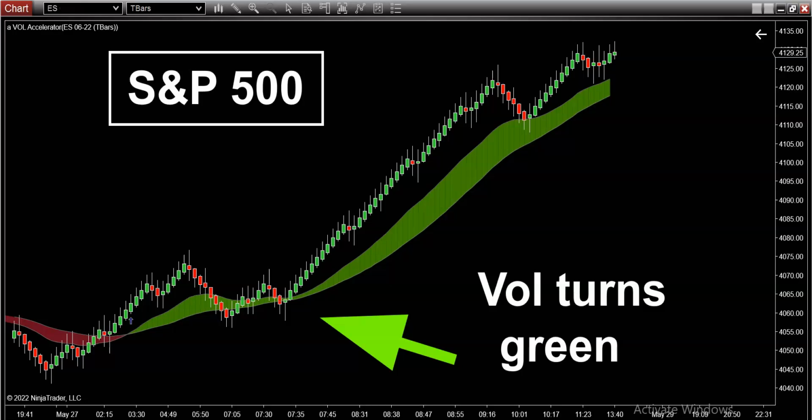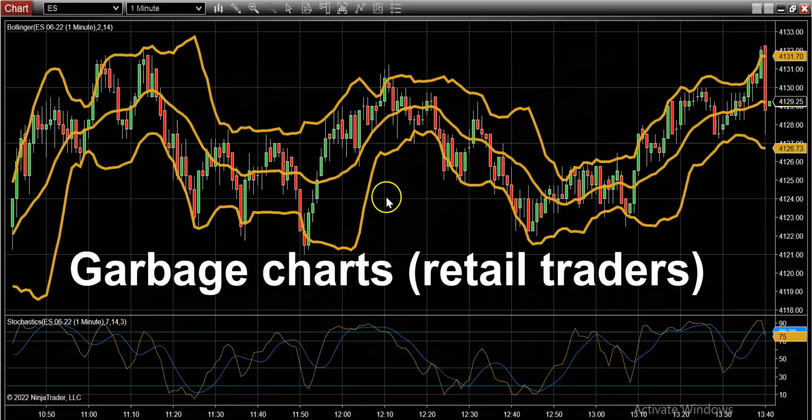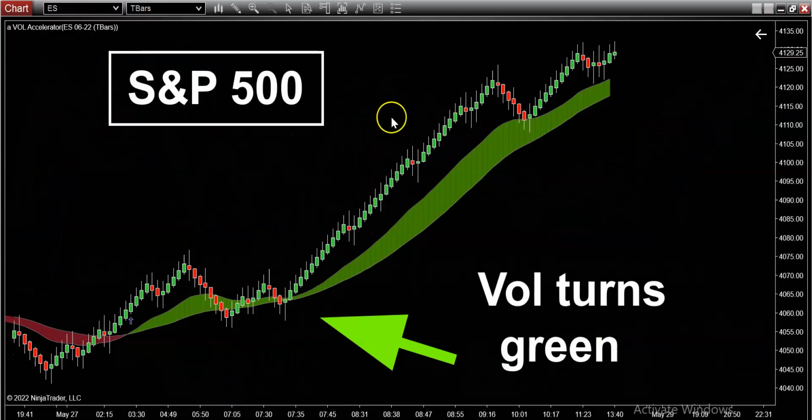Alright folks, in this video I'm going to show you the best price action indicator that you've never heard of. And what this price action indicator does is it will convert your ugly looking garbage indicator charts into these indicator charts. Alright, so let's get into it, folks.